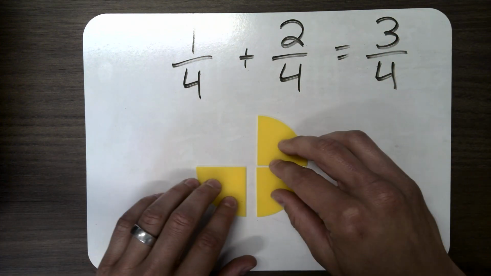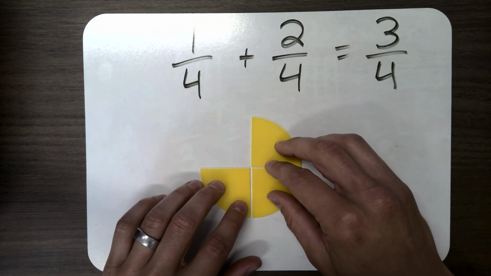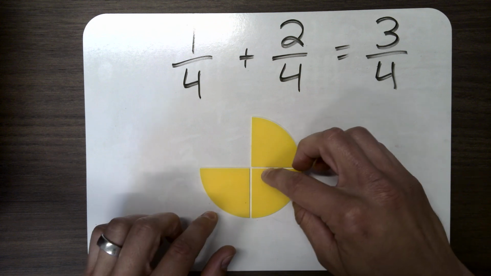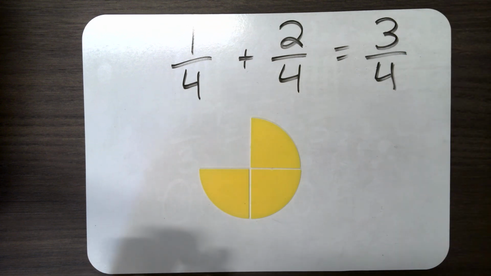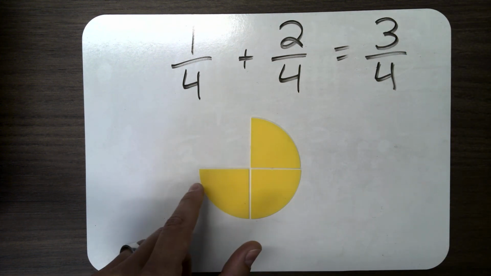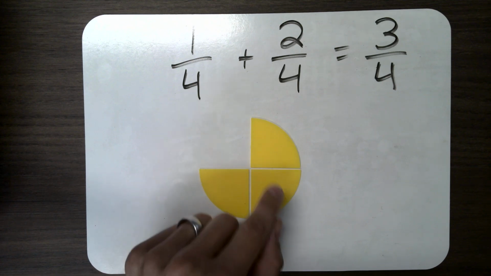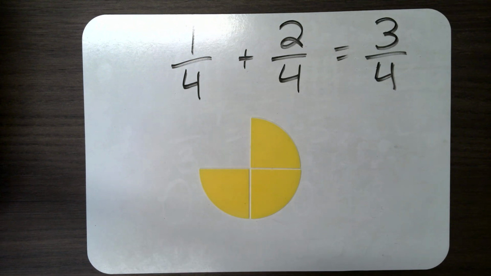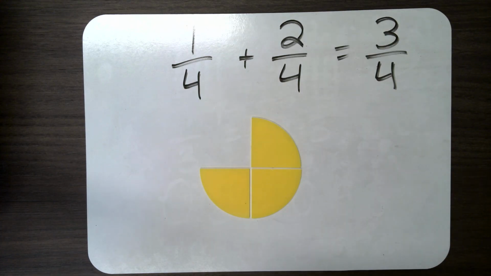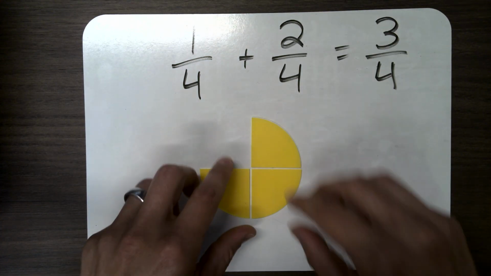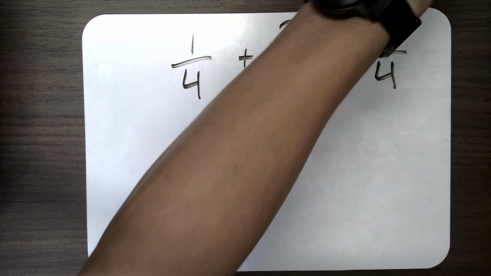So again, if we're adding them together, we're thinking of combining them. So then I have 3 pieces, that's my numerator. And then what is the size or the name of each of these parts? They're each 1/4 of the whole, or they are each called a fourth. So then our denominator is just going to be fourths. Okay. So that's the area model.